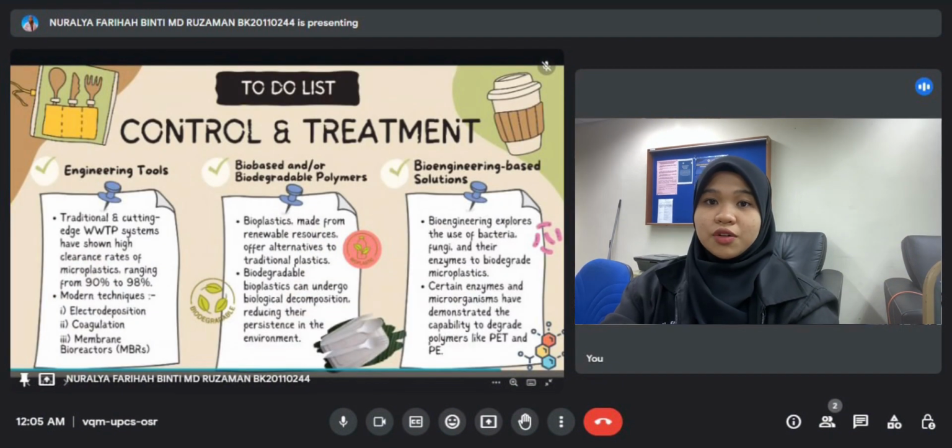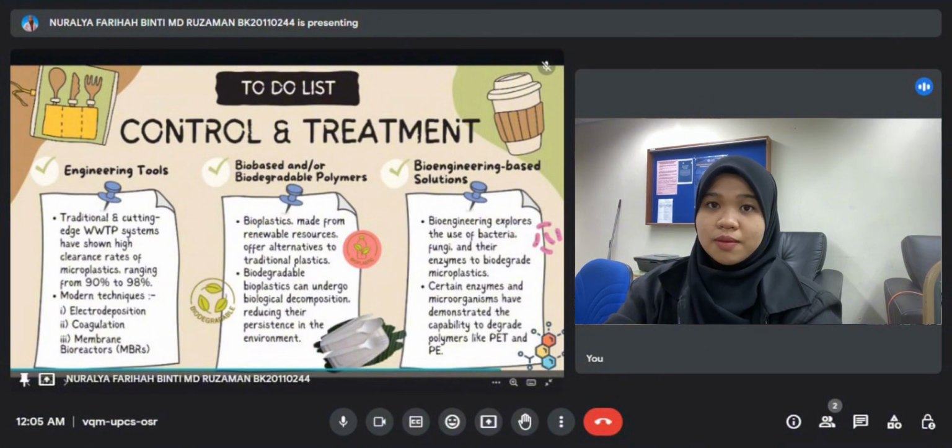Microplastic pollution is a growing concern for our environment, but we have strategies to control and treat this problem. One way is through engineering tools like wastewater treatment plants. These plants have shown high clearance rates ranging from 90% to 98%, while techniques such as electrodeposition and membrane bioreactors have achieved remarkable results with a removal rate of 99.4%.